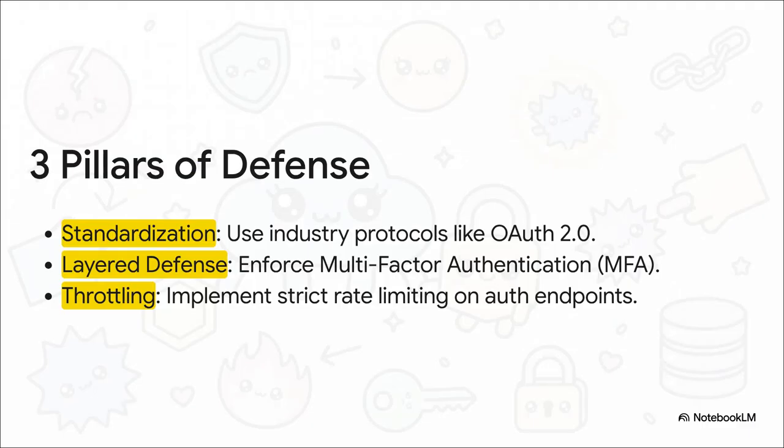Building that fortress really comes down to 3 fundamental pillars. First, there's standardization. This means using battle-tested, industry-standard protocols like OAuth 2.0. Second is layered defense, which is all about implementing multi-factor authentication, or MFA. And third is throttling, using smart, strict rate limiting to shut down those brute force attacks before they even get started.